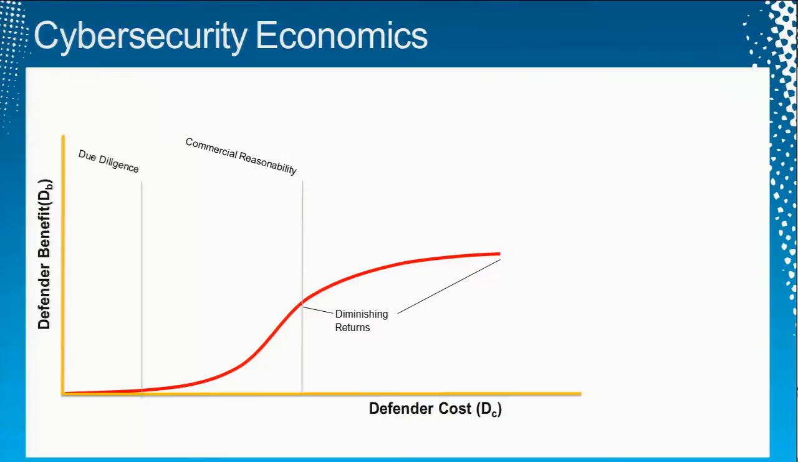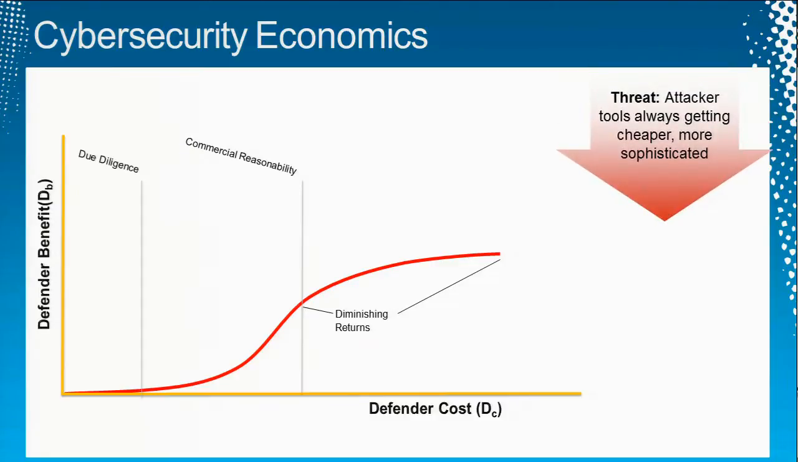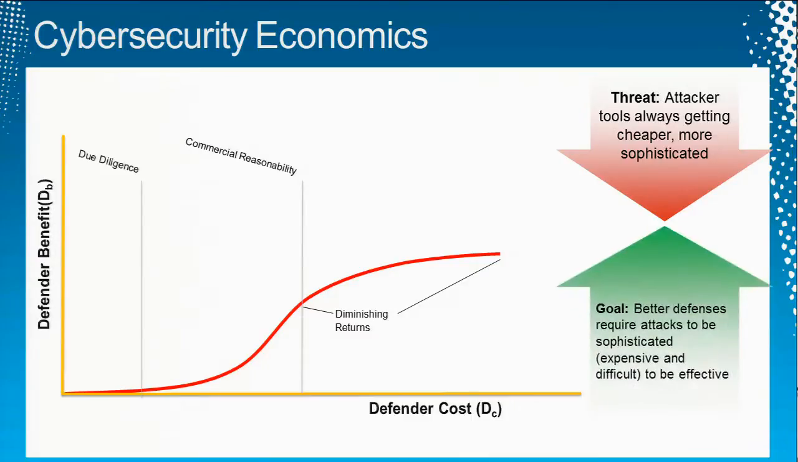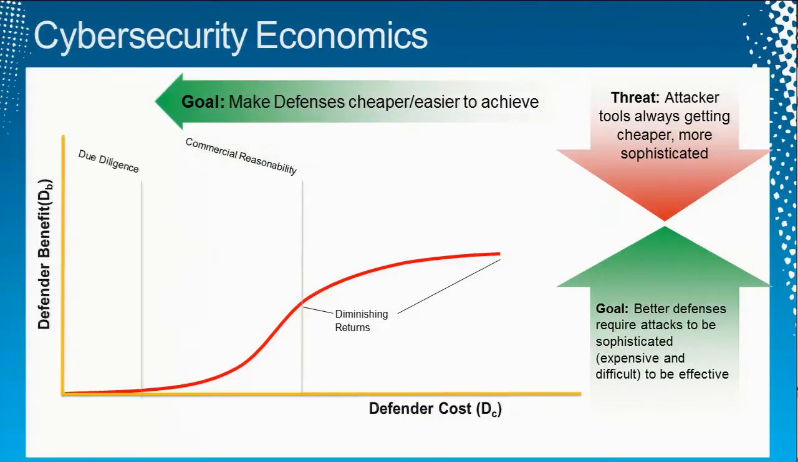The way that the environment is affecting this is that the attacker's tools are always getting cheaper, more sophisticated, more automated. What we're trying to do, and our goal here in this talk, is to get better defenses that require the attacks to be more sophisticated so they can't get away with just a cheapy shortcut, and to make them cheaper and easier to use. To that end, we want to take that curve, bend it up, and bend it left so that you're getting more bang for your buck from what you're doing with your security resources, time, and money.